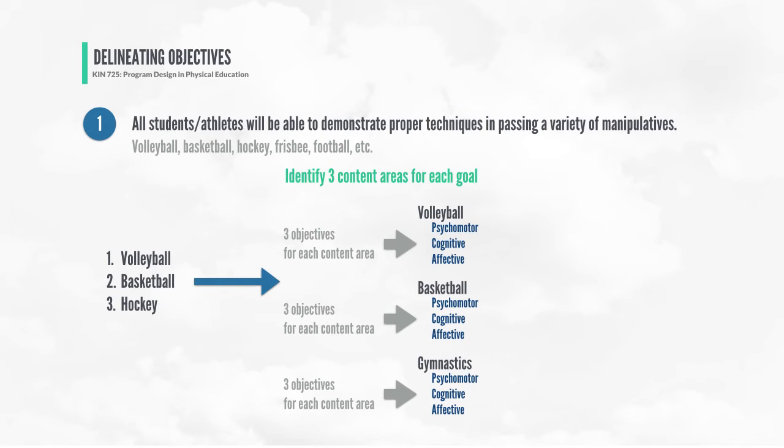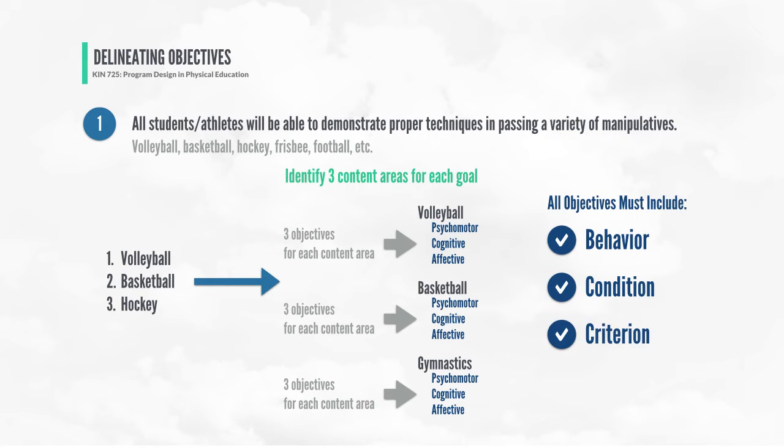So you'll have an objective statement for the psychomotor domain, an objective statement that addresses the cognitive domain, and one for the affective domain. Your objectives must be specific, they must be detailed, and they must be easily accessible and observable. So think about what you could visually look for when students or athletes are completing the objectives and how you can assess that or apply some form of grading or assessment to it.